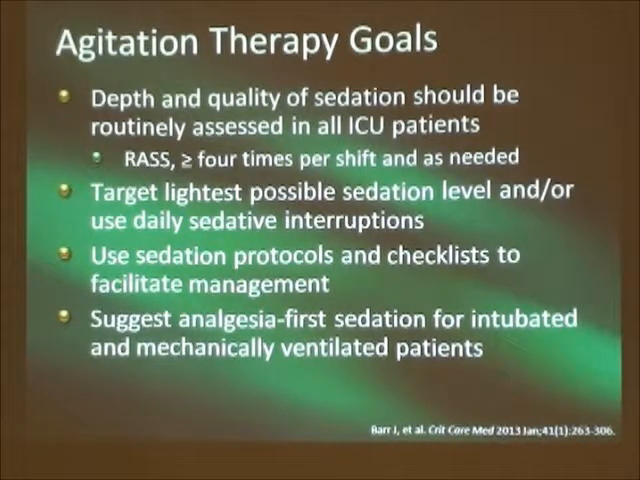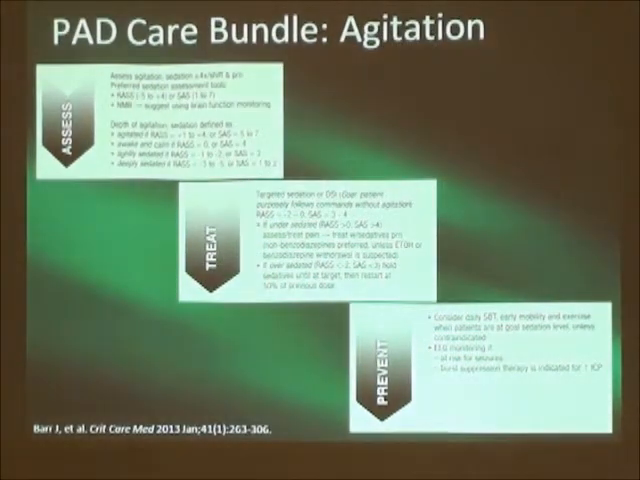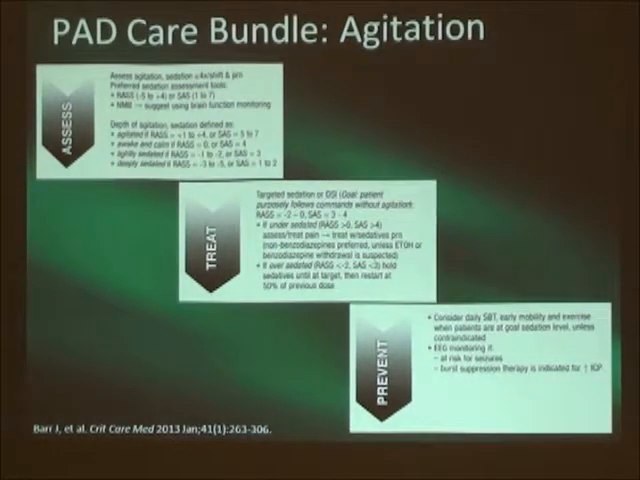And then, suggest analgesia-first sedation for intubated and mechanically ventilated patients. There it is again. That's what, third time? Fourth? I lose track. And then this is that bundle again. This is basically what we discussed. Set up a RASS goal when in your assessment. Notice the different derivations depending on the scores. Target sedation, so again, RASS -2 to 0. Sometimes we'll do +1 to -1. And for the deeper sedated patients, -4, -5 would be unreasonable.